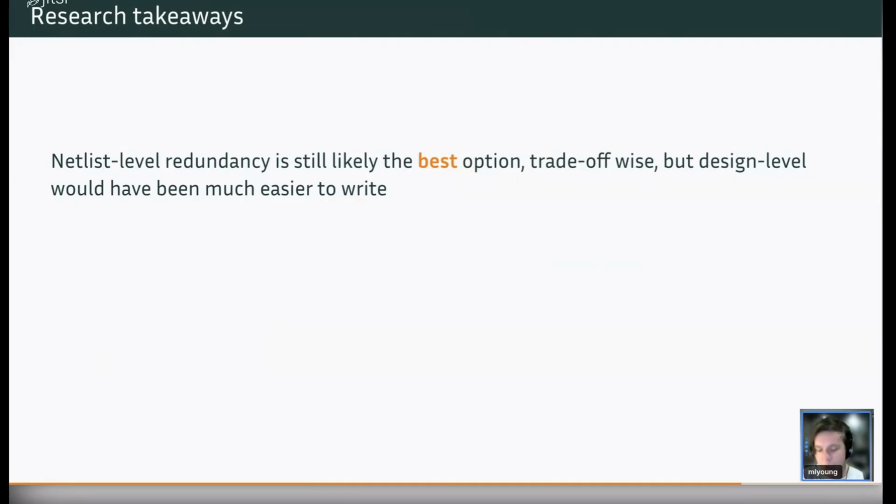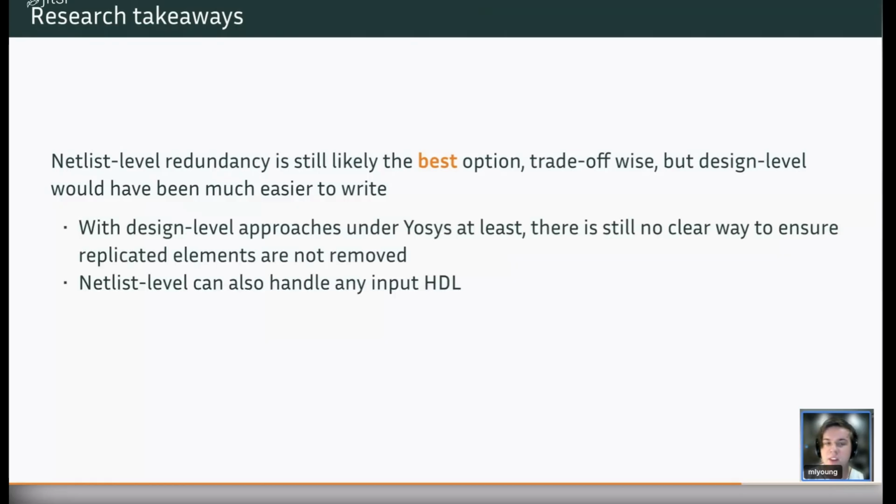However, if you do want to do TMR, I think netlist level redundancy is likely still the best trade-off wise, although I will say that design level approaches would have probably been easier for me to write. The main problem with design level approaches, at least under Yosys, is that there still isn't any clear way to flag that these replicated elements shouldn't be removed.